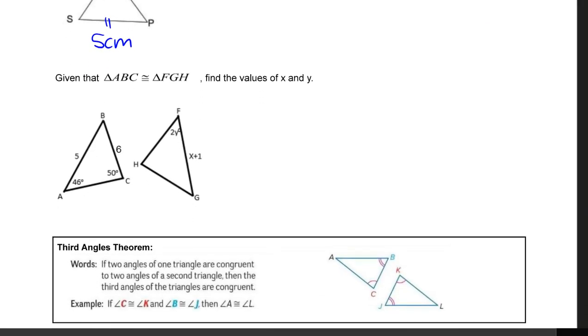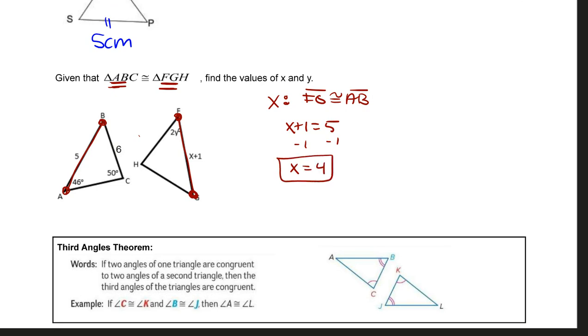Let's look at another example. So whenever I'm given this congruent statement, I need to use it. So if I want to find the values of x and y, let's start with x. Well, x is in this side length FG. So I need to find over in this triangle, what is FG congruent to? And that's where I use my statement. FG has to be congruent to AB based on my statement, which means x plus 1 has to equal 5. So when I solve this one-step equation, x is equal to 4.